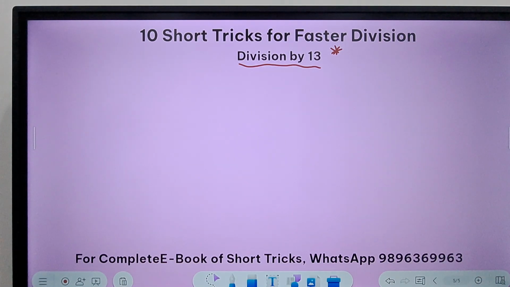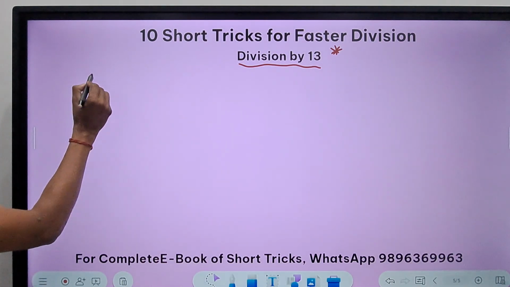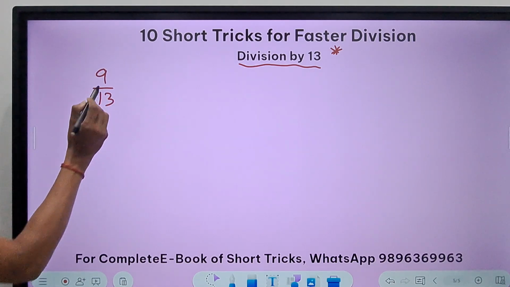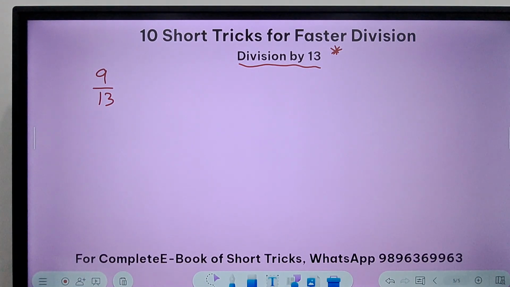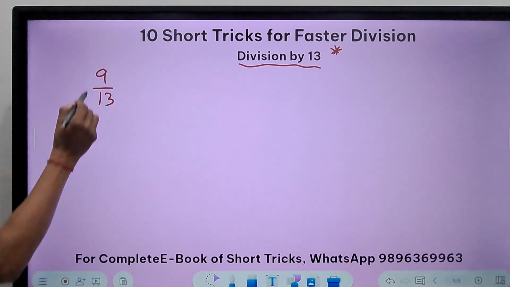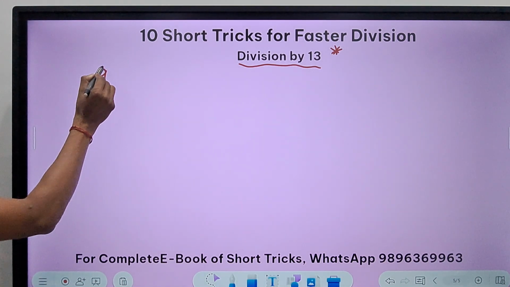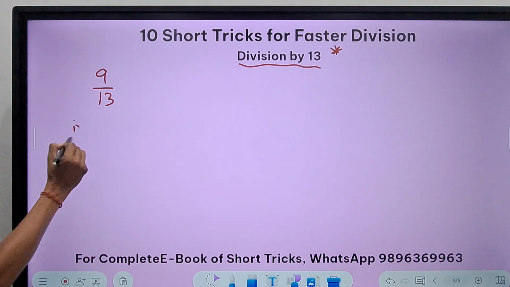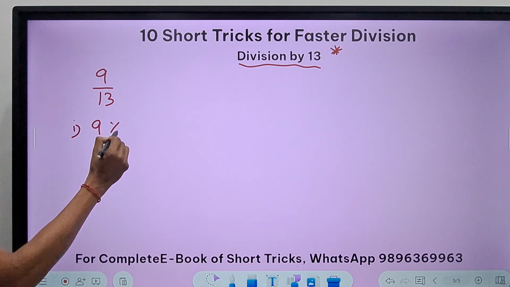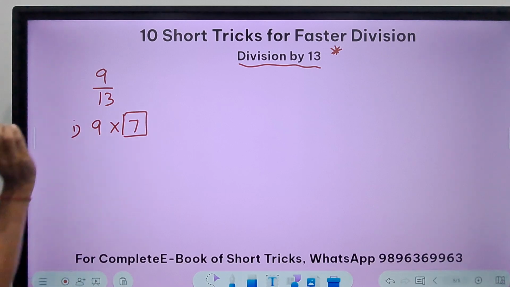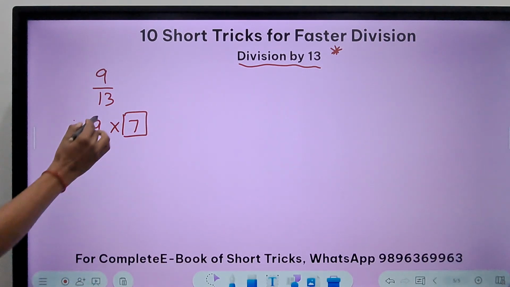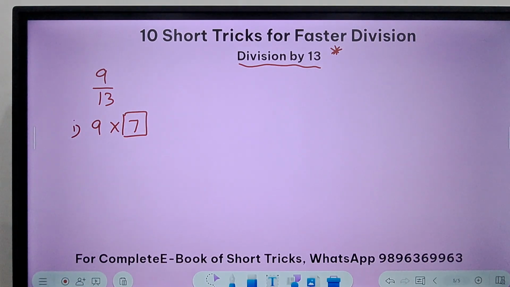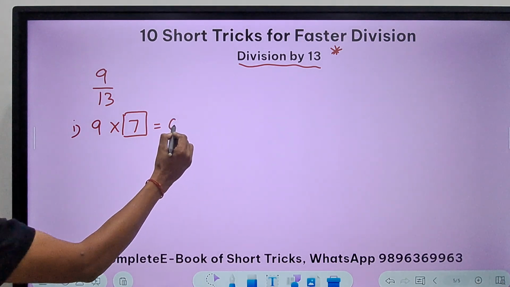Division by 13. So suppose you have to divide 9 by 13. Okay. Now 9 by 13, watch the method first. The numerator is 9 here. Okay. So there are some steps. The first step is take the numerator and multiply it by 7. Now this is fixed. Whatever I am doing, I am putting in the square, that is a fixed operation. So you will get 63.